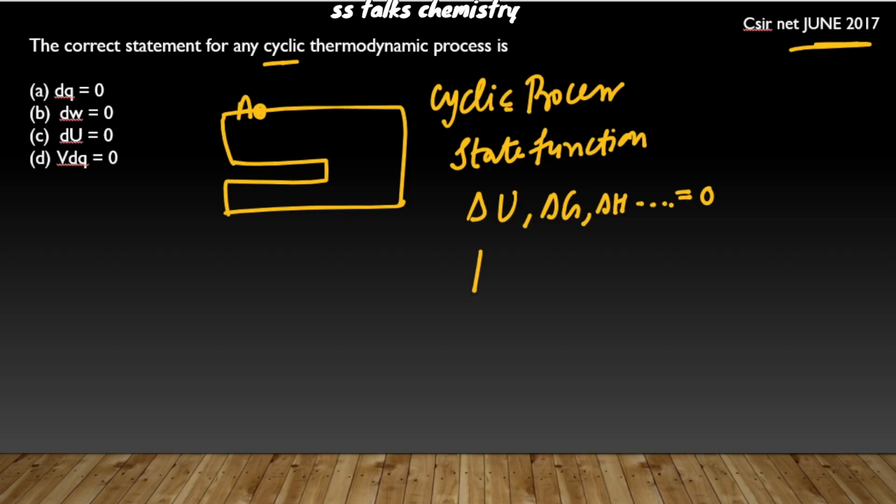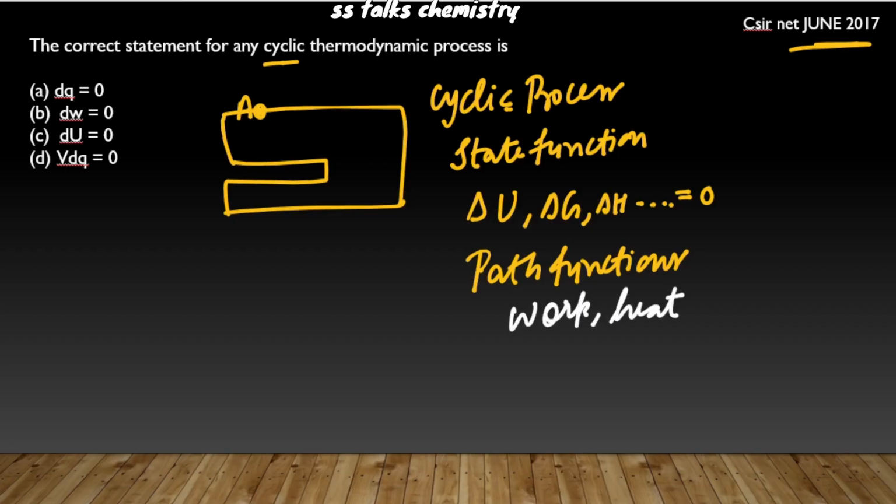Whereas if we talk about path functions, the functions which depend on the nature of the path which the system has followed, examples are work, heat, and heat capacity. All these three are your path functions. Rest all the thermodynamic functions are your state functions only.